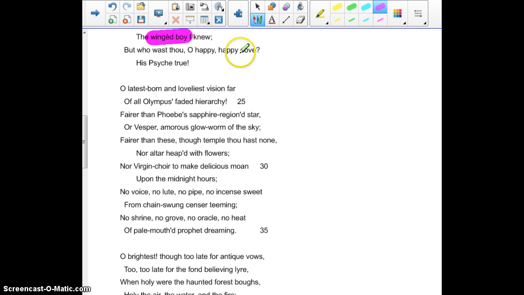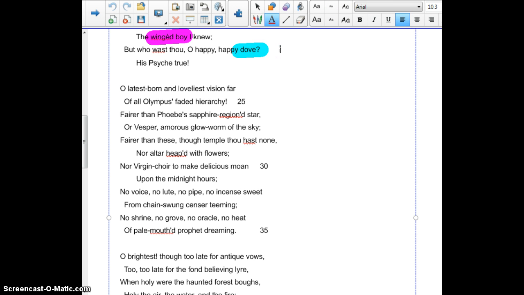And then I'm also going to highlight this over here. It says happy dove, and while dove may not be a specific reference to anything, I know from prior experience that doves are birds that symbolize peace and prosperity.